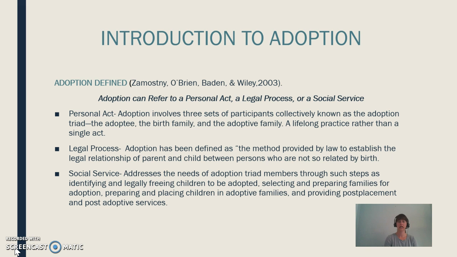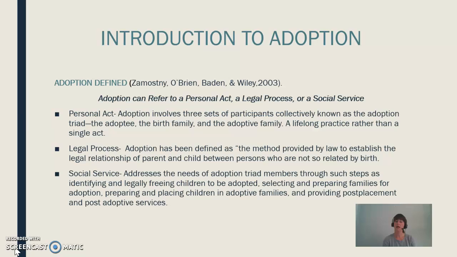Adoption defined. Adoption can be defined in three ways. The first is a personal act. This involves three sets of people collectively known as the adoption triad: the adoptee, the birth family, and the adoptive family. This is considered a lifelong practice rather than a single act.